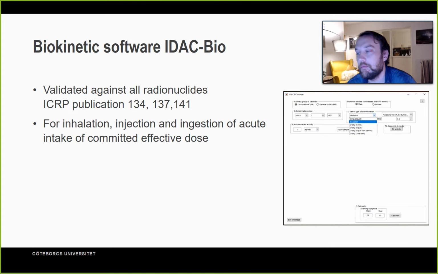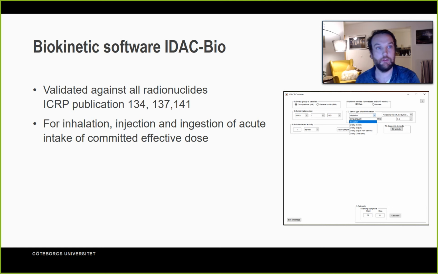We validated the code against the published occupational values in ICRP 134, 137, and 141. We did this for inhalation, injection, and ingestion of acute intake for 50 years.